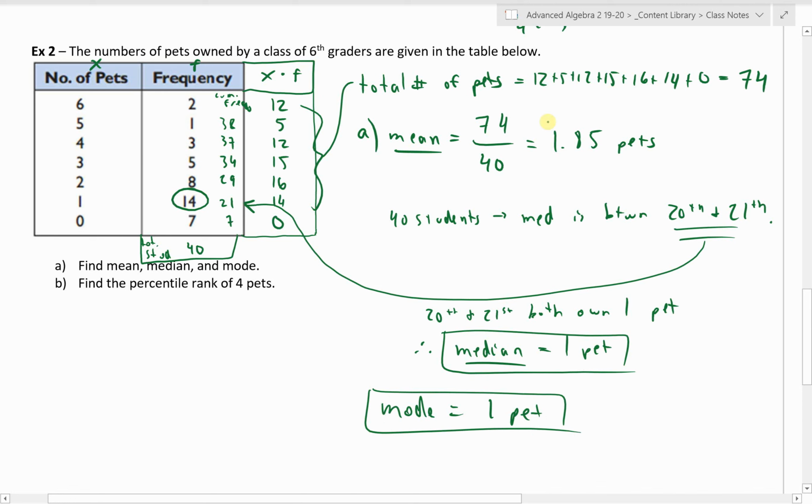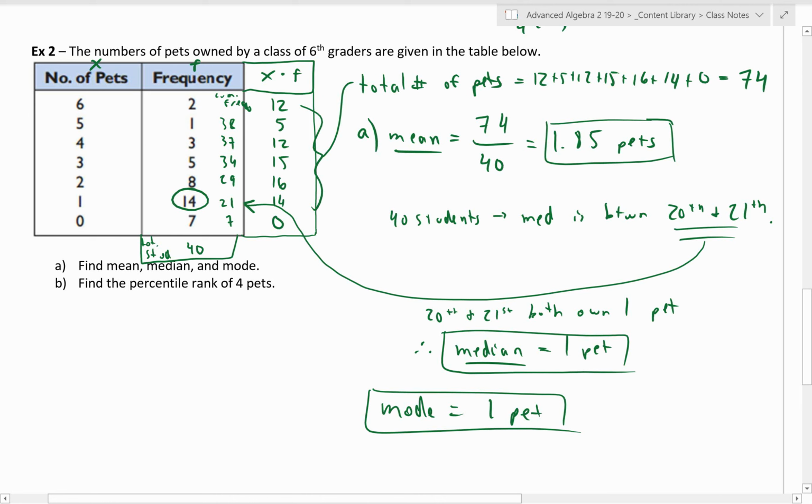All right, so all of these values are ways of thinking about the typical number of pets owned. Right? The average number of pets owned is 1.85. The median number of pets owned is 1 pet, and the mode is 1 pet. So these are all right around 1. We can see that the average is closer to 2. So different ways of looking at it. You might say the typical student owns 1 pet, or maybe they own 2 pets. But clearly, they're all in the same area, right?